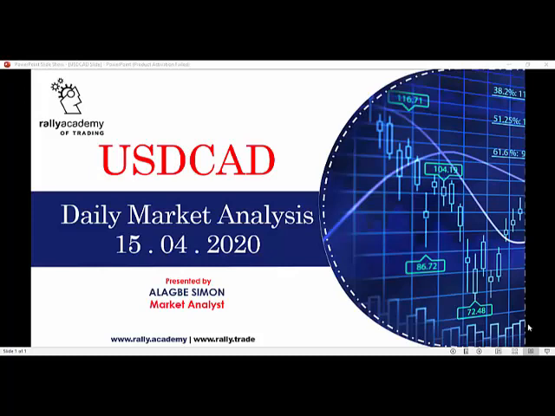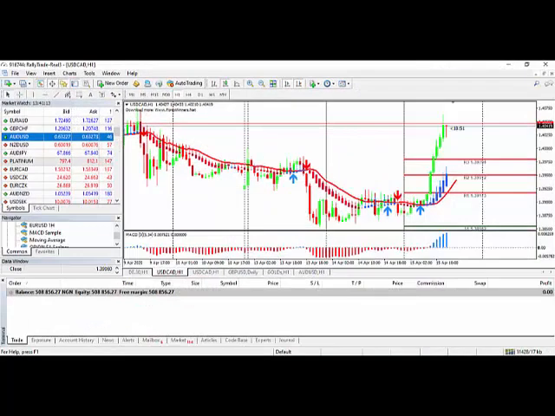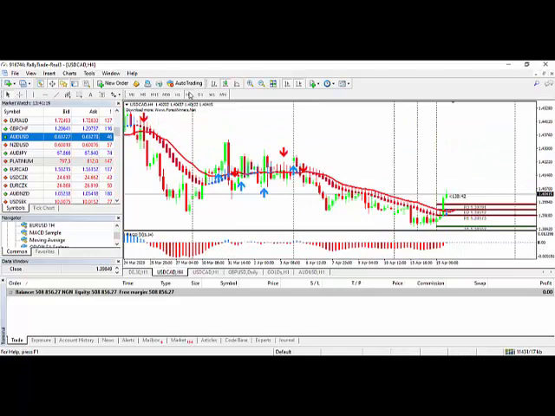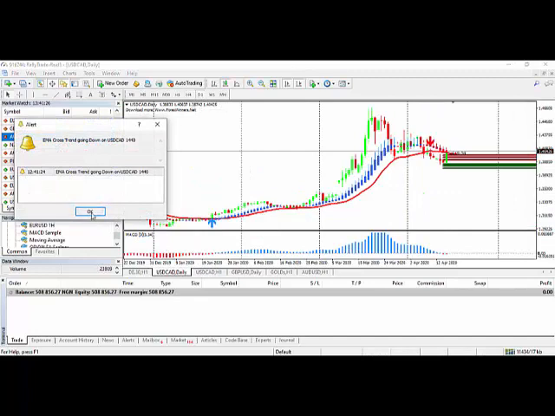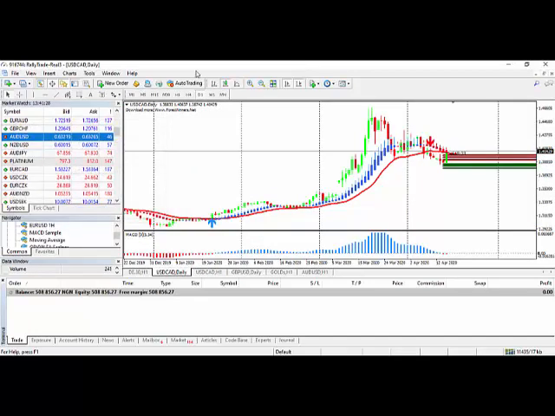Today we'll be looking out for trading opportunity on USDCAD. So let's take a look at the USDCAD chart. Okay, so this is the instrument on the hourly chart. This is it also on the 4 hours as well as on the daily chart.